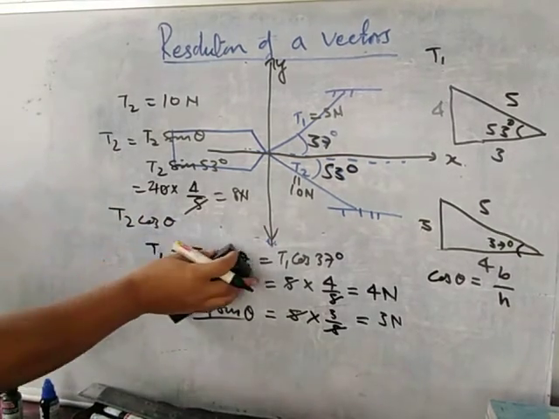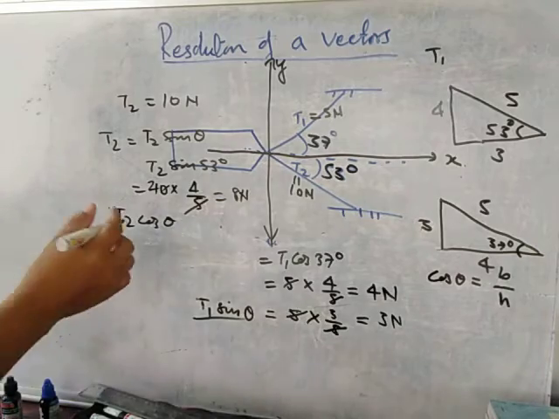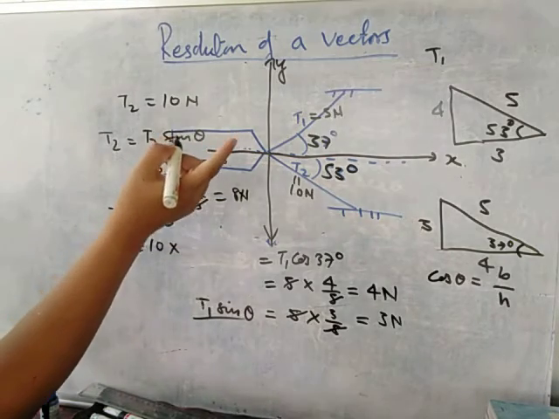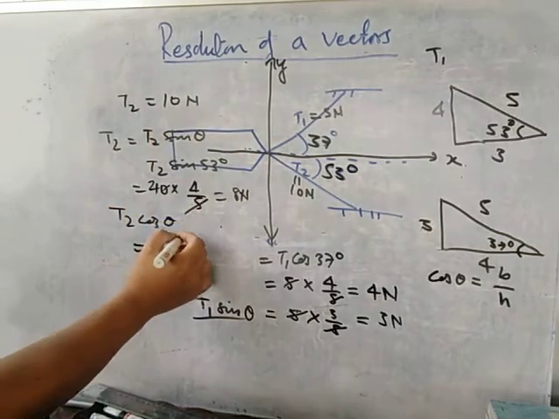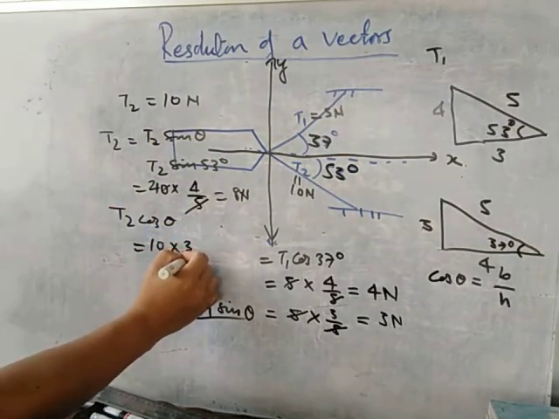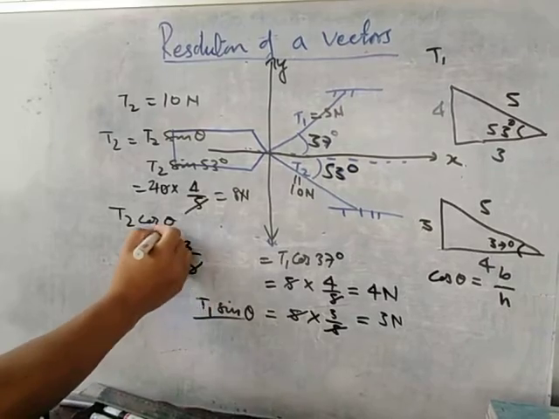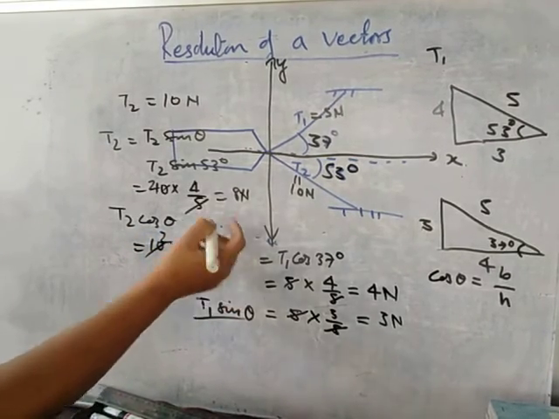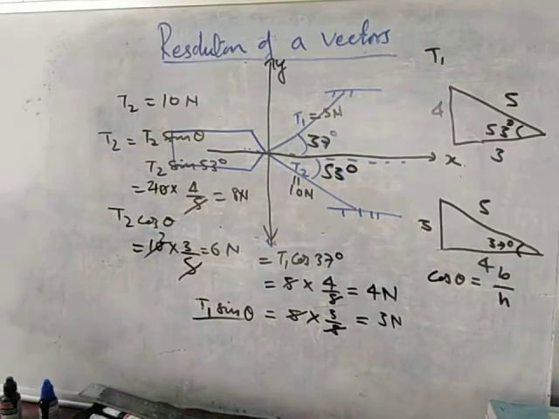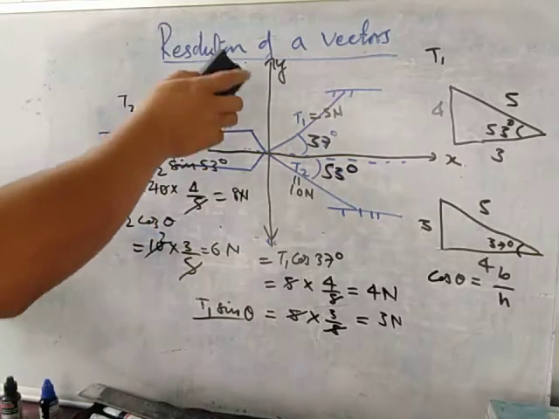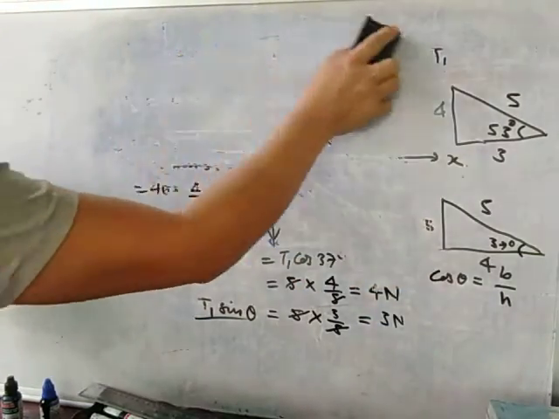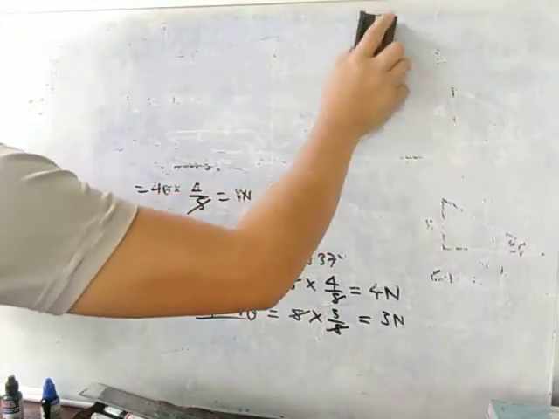Likewise T2 cos theta, cos चाहिँ B by H, isn't it? So T2 10 cos 53, B by H 3 by 5. So 2 3s are 6 Newton. So these are the x component and y component. Clear? Hope you understood. Next we'll start unit vector. Bujhena bhane we'll see again.